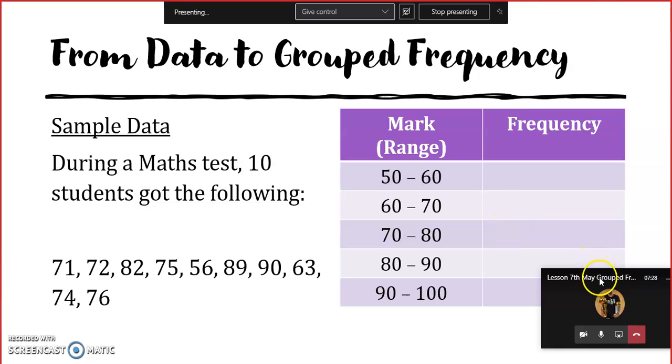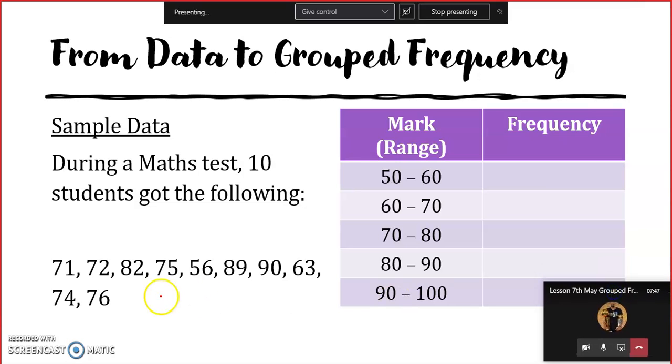So let's say we have a sample group of data. It says during a math test we have 10 students and they got the following marks from, let's say, 0 to 100%. So we got the following percentages. We would like to work out a frequency. So what we are going to do is check the first one. It says 71. So we can cross this one out and put that in the first category. We just mark the tally. So that's 1 here. Okay, 72.